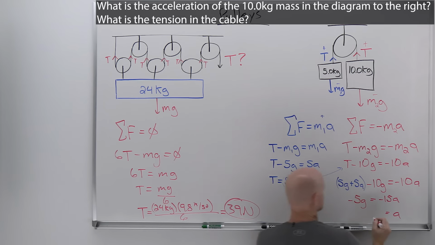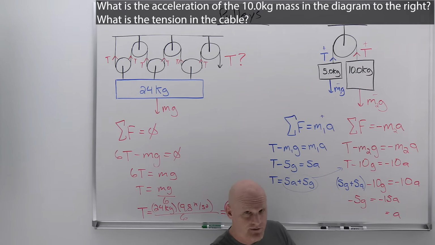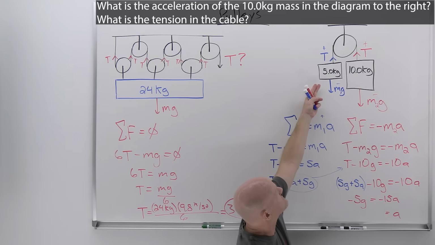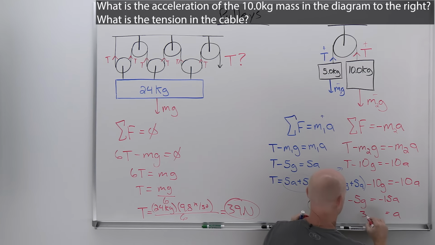And so solving for this, we're going to get a is equal to negative 5 over negative 15 g, or 1/3 of gravity. And so we'll have 9.8 divided by 3, and we're going to get 3.2666666. In this case, we want 2 sig figs based on the 5.0 kilograms having the fewest sig figs. So we'll round that up to 3.3 meters per second squared.